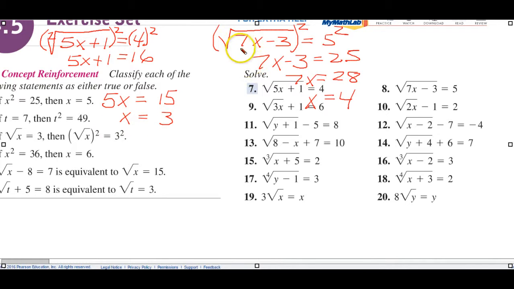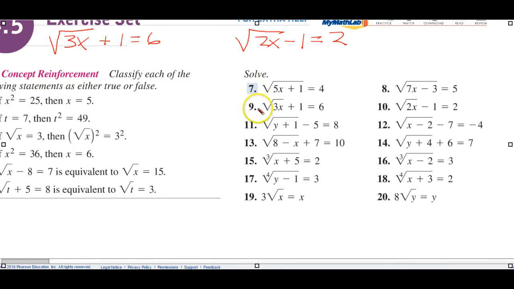So the same protocol here. Square both sides. Again, if you're raising the power to the index number, it just becomes the radicand. This becomes 25. Add 3 to both sides. Divide by 7. X equals 4 for number 8.